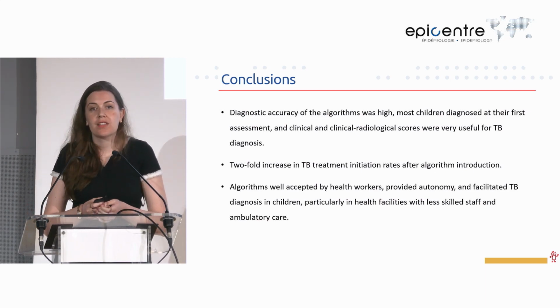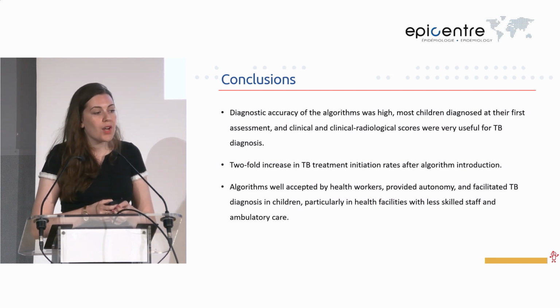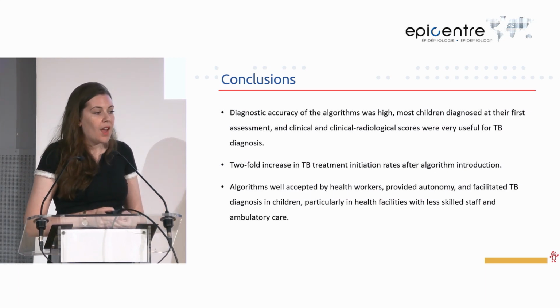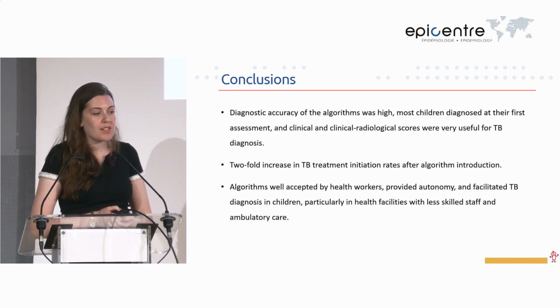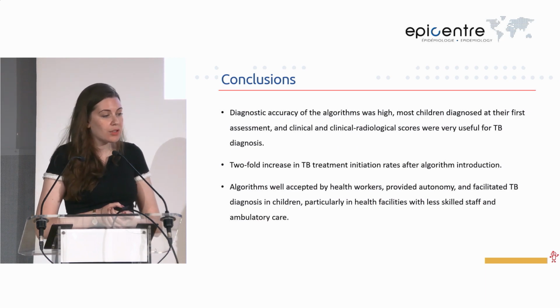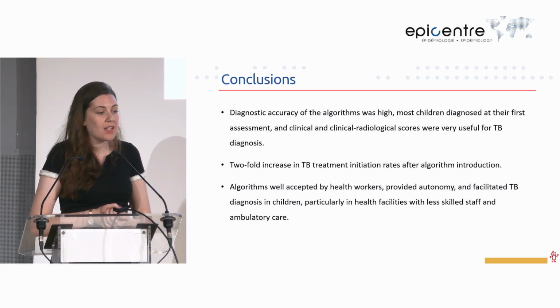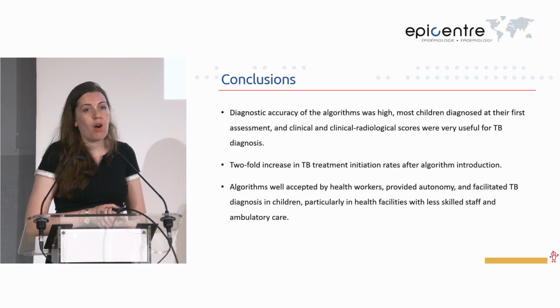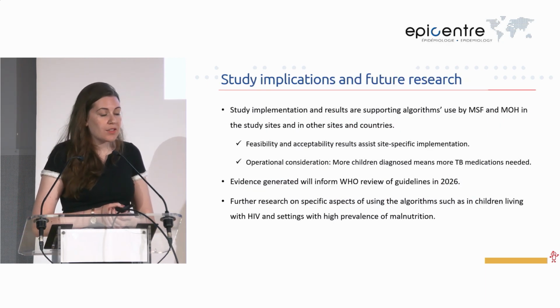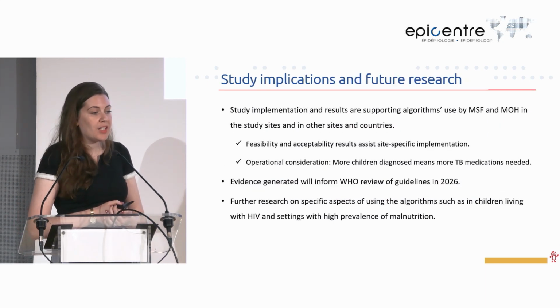We also saw that the clinical and clinical radiological scores were very useful elements of the algorithm for diagnosing TB. We found on average a twofold increase in TB treatment initiation across sites after the algorithms were introduced, and we found the algorithms were well accepted by health workers. They provided autonomy and facilitated TB diagnosis in children, particularly in health facilities with less skilled staff and those offering ambulatory care.